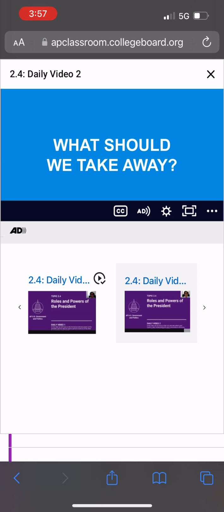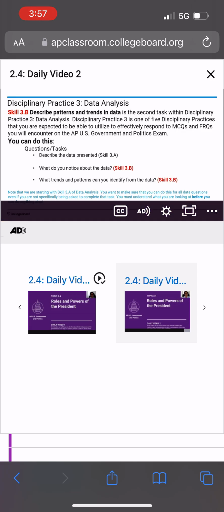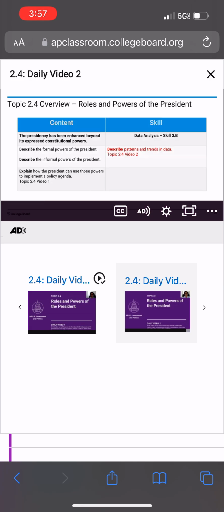So what should you take away? You want to be able to describe patterns and trends. You understand what the difference is. You can describe the data as it's presented. You can make note of what it is that you see, and then you can find out what those trends and patterns are. Make sure you do this for all of the data questions, even if you're not specifically being asked to, record that. You just want to have it in your head so that you know what you're looking at before you get started doing anything else. So we're back where we started with the skill 3B, describe patterns and trends in data.